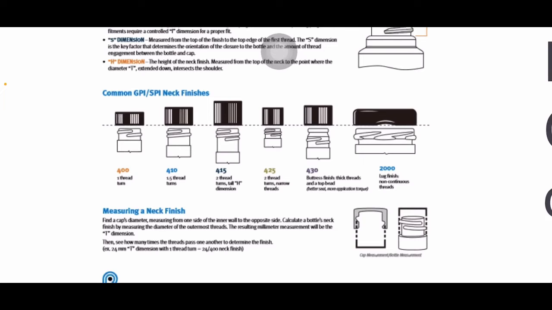430, buttress finish, thick threads, and a top bead. So basically what a buttress is, it's a different style of threads. For us, the threads are usually similar angles. Like maybe you design it with two 30-degree angles, so you have a 60-degree between the two. This one would be like the top is a 45 and the bottom's only a 10. It's kind of a custom style thread.